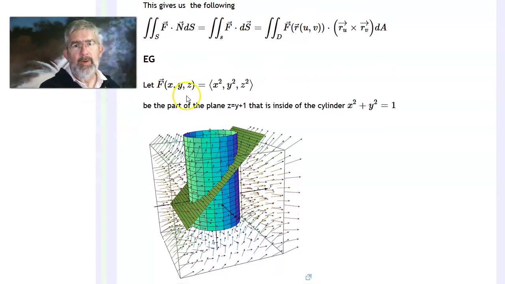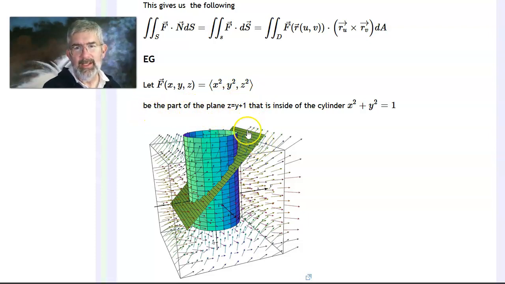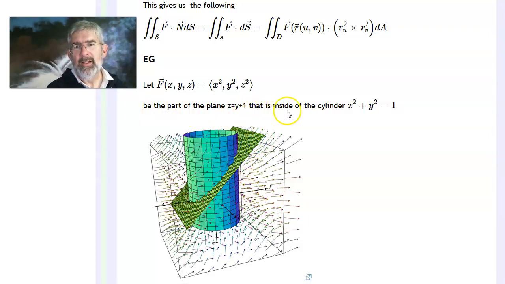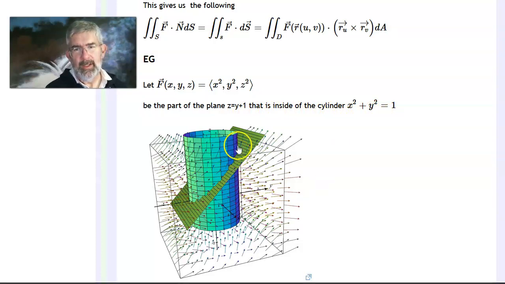Here we go. So I'm going to let the vector field be x squared, y squared, z squared. This is actually one of the even numbered questions in the textbook homework. And I seem to have some words left out, but let this surface that I'm integrating over be the part of this plane here, z equals y plus 1, that's inside the cylinder, x squared plus y squared equals 1. Okay, so there's the picture, and I don't want all of the plane, I just want the part that's inside the cylinder.